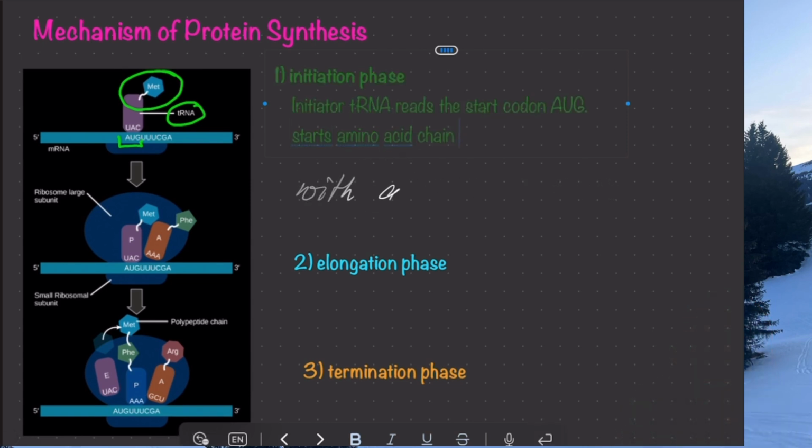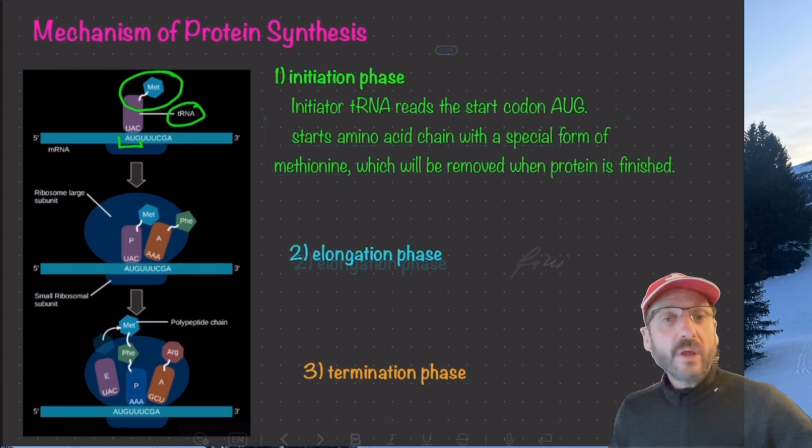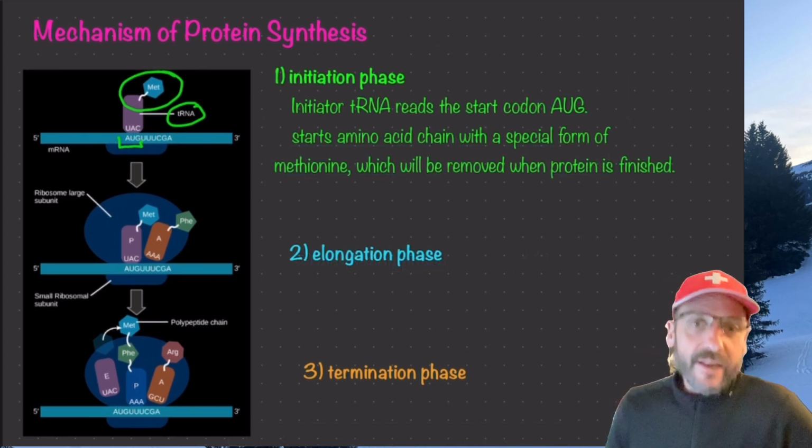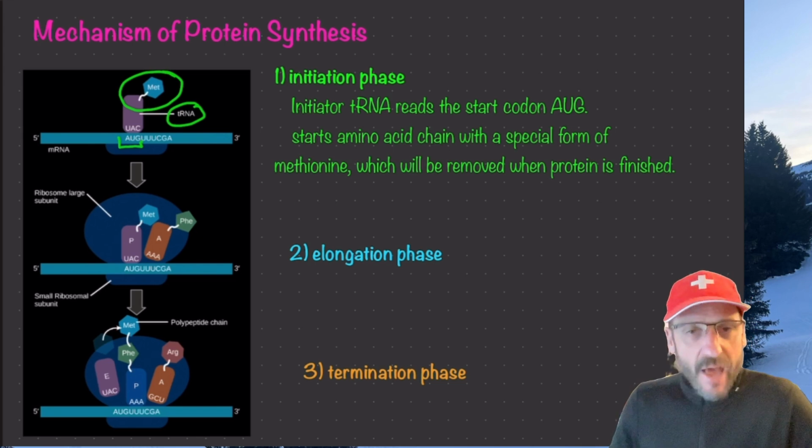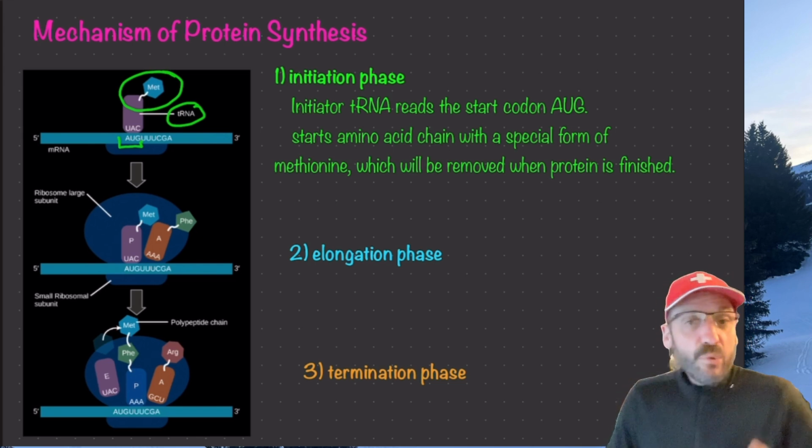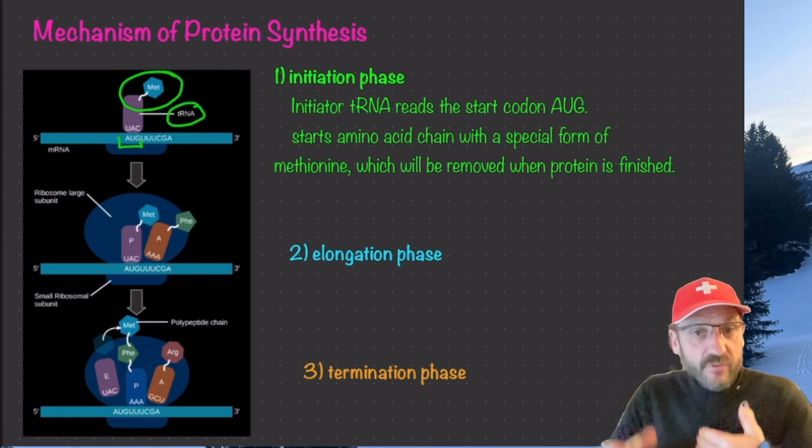That initiator tRNA starts the amino acid chain with a special form of methionine, which will be removed at the end when the protein is done. Then, once we start that amino acid strand with that methionine, we can go to work and start reading that mRNA strand and put these amino acids on one after another.